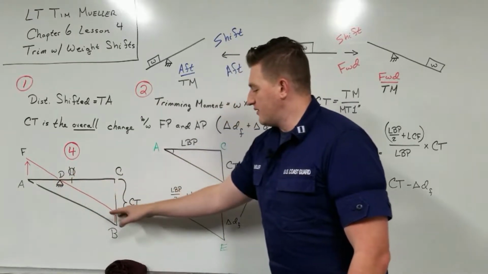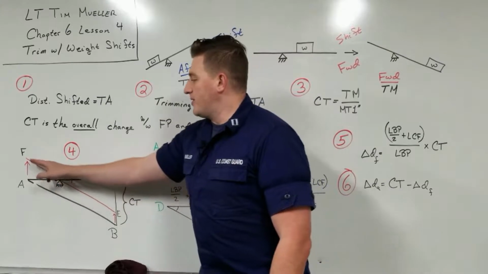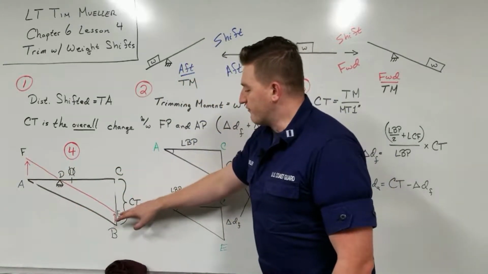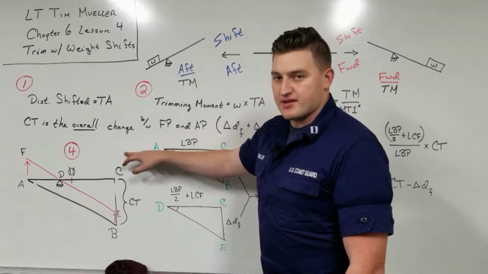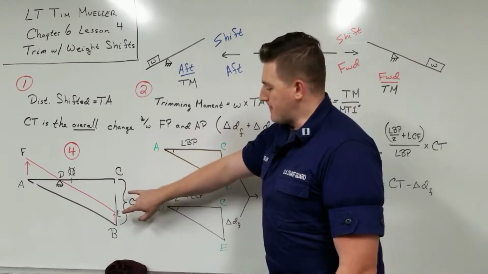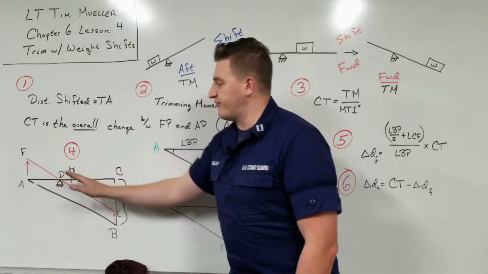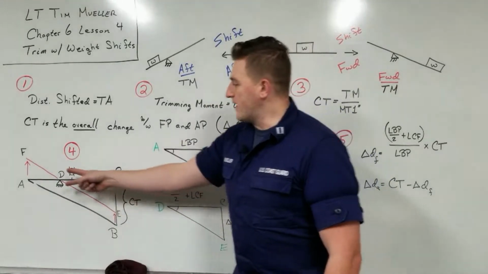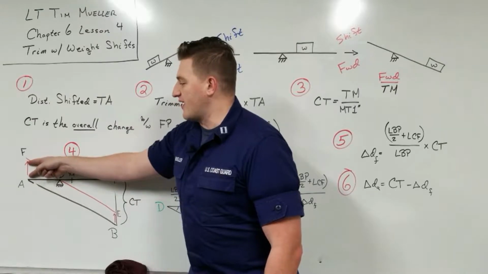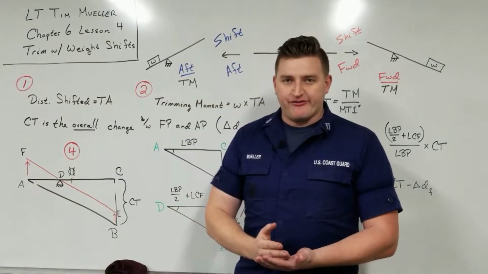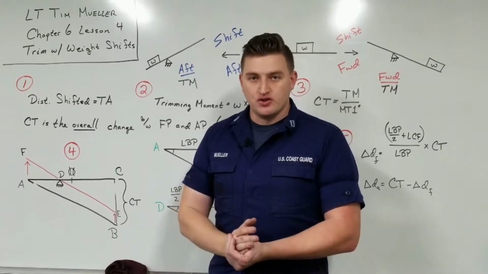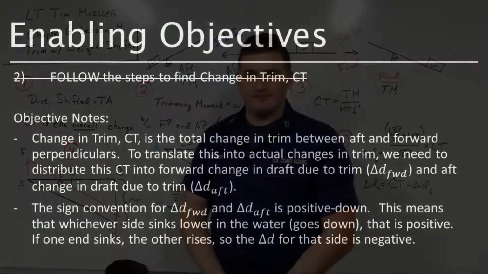We go down at the bow, we go up at the stern. We still have that same change vertically from E to F. That's still our change in trim. However, we've put it into an actual physical model. So we have delta D forward right here, and delta D aft right here. And delta D aft plus delta D forward is, like I mentioned, the total change in trim.